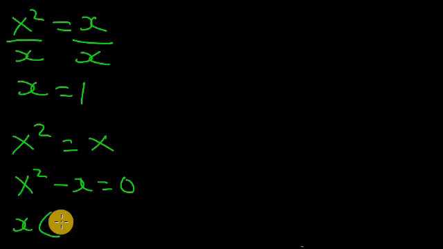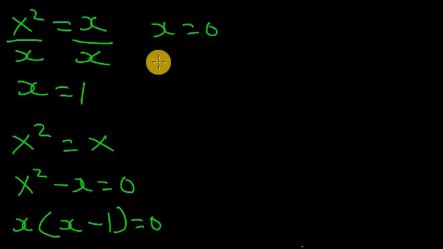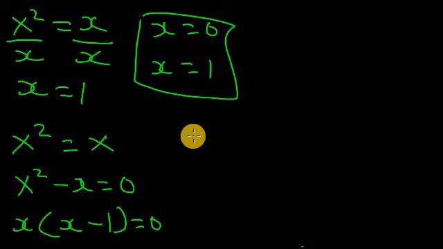Taking x out, I have x times (x minus 1) left over, and everything equal to 0, and x will either be equal to 0 or x will be equal to 1. And these are the two possible values. With this, you can always have your full marks. That's one thing you need to keep track of.